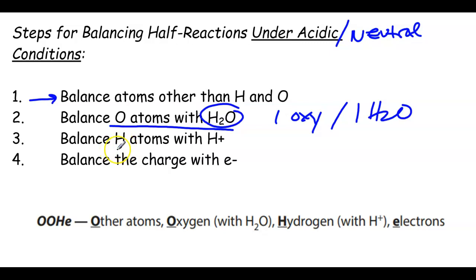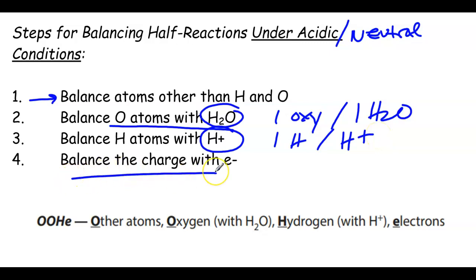When you balance your hydrogens next, you're going to do so by adding hydrogen ions. Okay, so you're not changing coefficients here. You're literally adding 1 hydrogen ion for every hydrogen you need. And of course, you're then going to add electrons to make sure that the charge is balanced, which will make sense again when we do this. So this is the order of operations.